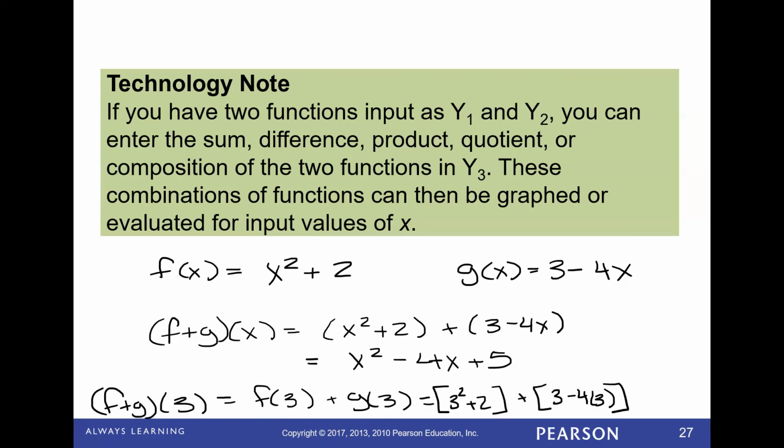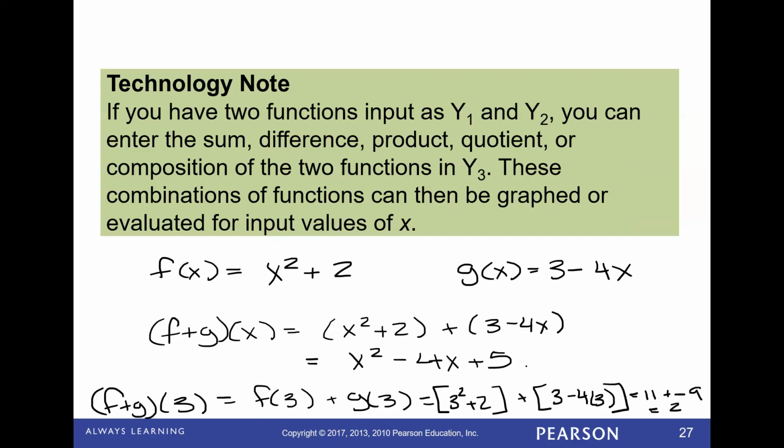Okay, and in our sense there, as we do that math, do the innermost grouping symbols first. Okay, so you've got the 3 squared plus 2, which is going to give me a beautiful 11. And then you've got the 3 minus 4 times 3, which is going to give me -9. And when I add those together, I end up with 2. So my final answer here is 2.